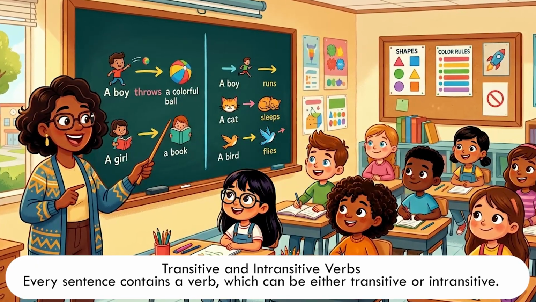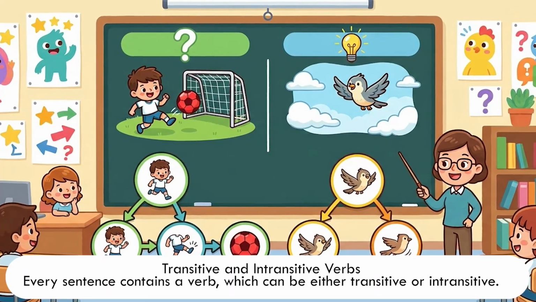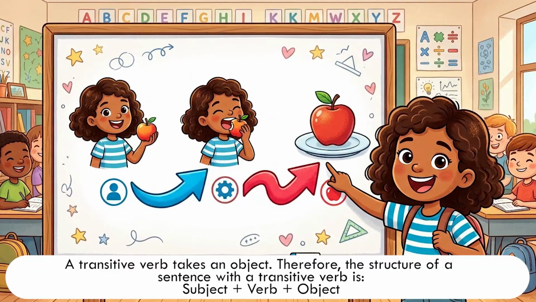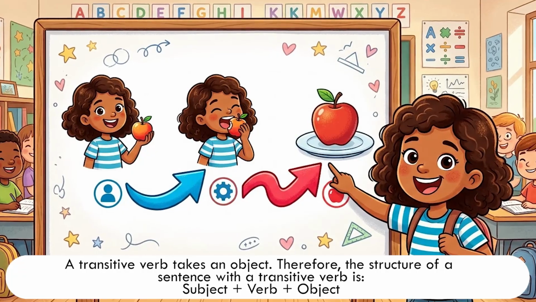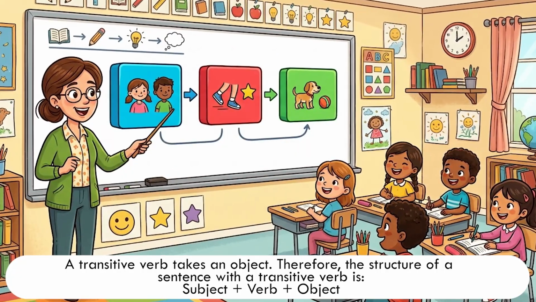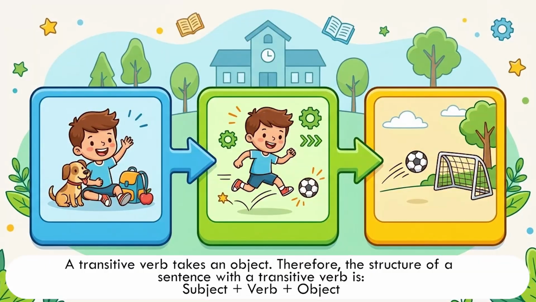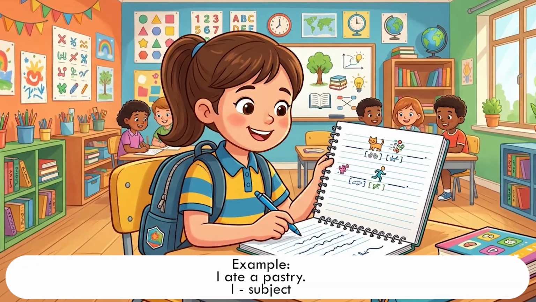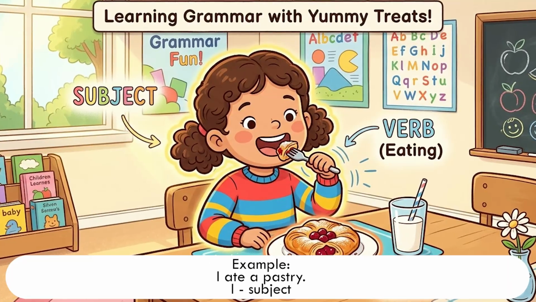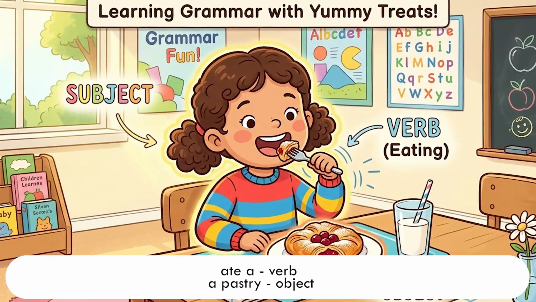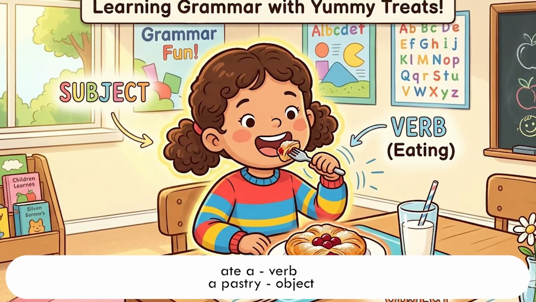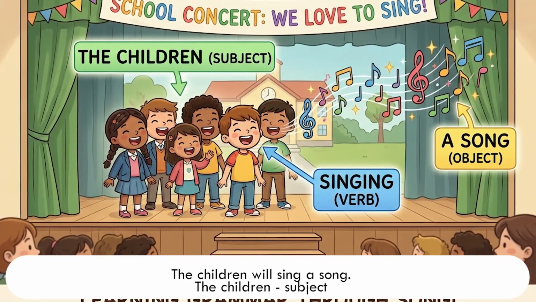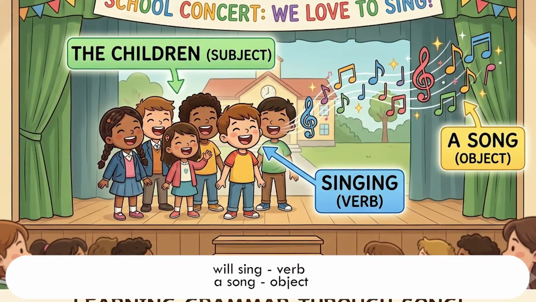Transitive and intransitive verbs. Every sentence contains a verb, which can be either transitive or intransitive. A transitive verb takes an object. Therefore, the structure of a sentence with a transitive verb is subject plus verb plus object. Example: I ate a pastry. I, subject. Ate, verb. A pastry, object. The children will sing a song. The children, subject. Will sing, verb.